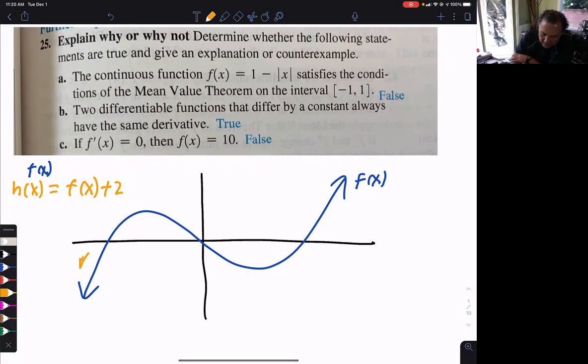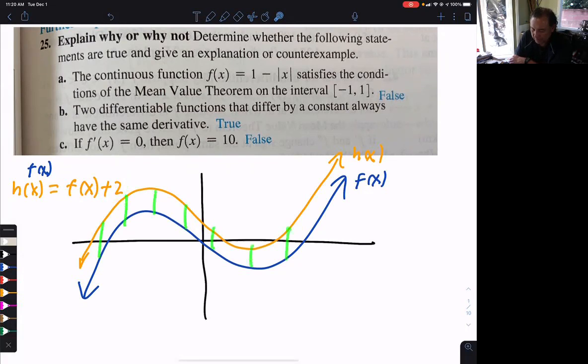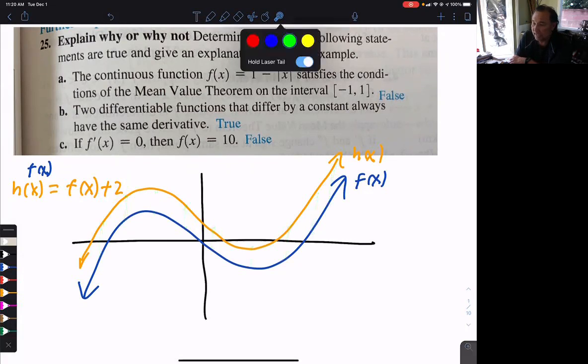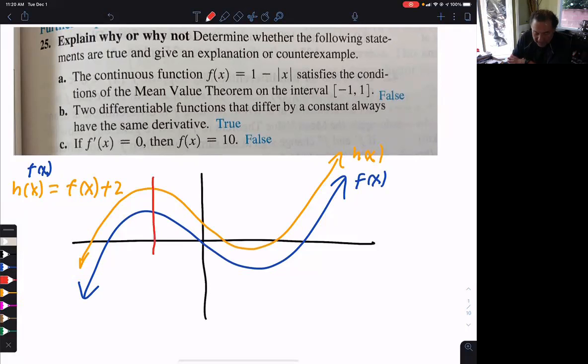So it's going to look something like this. This will be h of x. Basically you're adding a constant, so every point is shifted up the same amount. That's what it means to differ by a constant. And the question: do they have the same derivative for each x value? Let's take a look at that. Let's look at this x value. Is the derivative the same there? Is the slope of the tangent line the same for both? Looks like it, because the derivative is the slope of the tangent line.